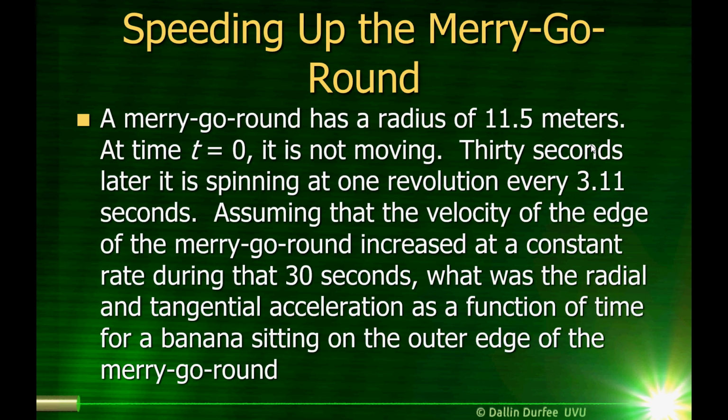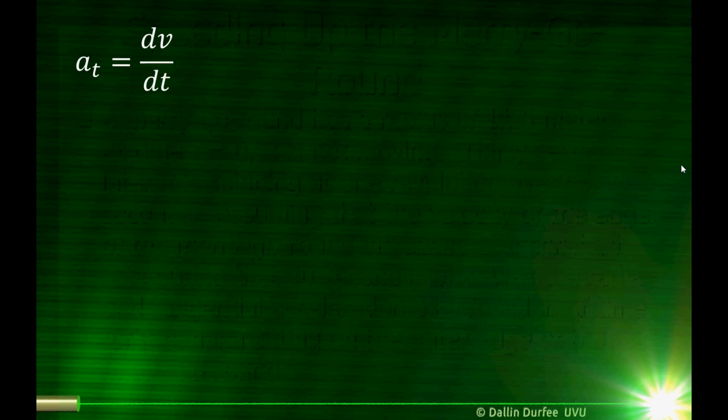So imagine this. I have a merry-go-round that has a radius of 11.5 meters. At time t equals 0, it is not moving. 30 seconds later, it is spinning at 1 revolution every 3.11 seconds. Assuming that the velocity of the edge of the merry-go-round increased at a constant rate during that 30 seconds, what was the radial and tangential acceleration as a function of time for a banana sitting on the outer edge of the merry-go-round? Well, the tangential acceleration is just the change in velocity per unit time.